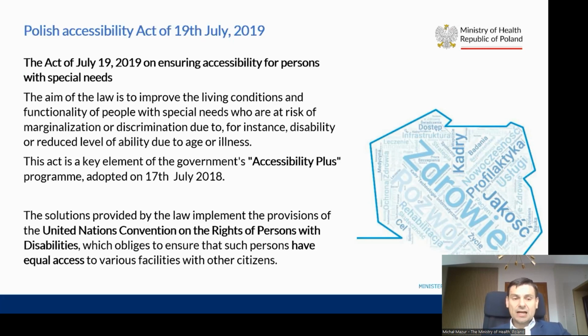This act is a key element of the government Accessibility Plus program adopted on 17th July 2018. The solutions provided by the law implemented the provisions of the United Nations Convention on the Rights of Persons with Disabilities, which obliges states to ensure that such persons have equal access to various facilities with other citizens.